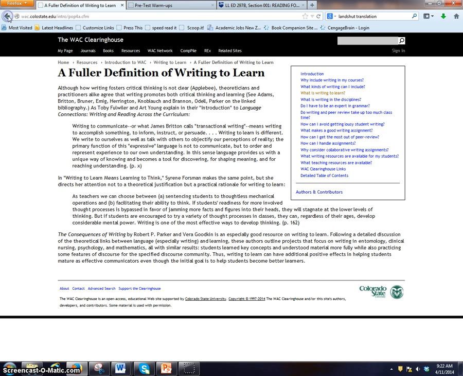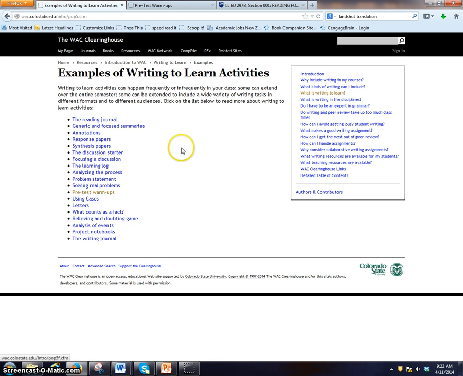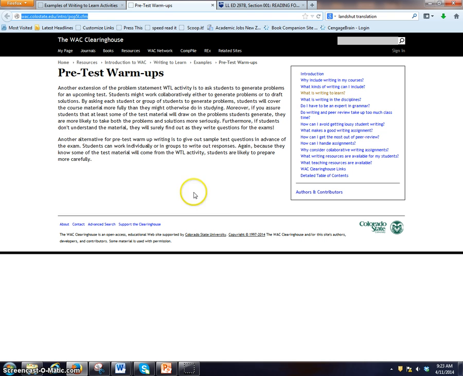So if we just look quickly at some examples of different writing to learn activities on this site, and again, this is all in that handout available to you in Angel, you can link to all these different kinds of writing to learn activities. There's many, many ways you can use writing to help you understand different concepts, different courses that you're taking. We're going to focus on just one, the pre-test warm-up, because you have an exam coming up for Ed Psych next week on chapters 10, 11, and 12, and I thought this would be a good way to help you prepare for that exam while at the same time practicing one of these writing to learn activities. So we'll go to that to get a sense of what this strategy is.